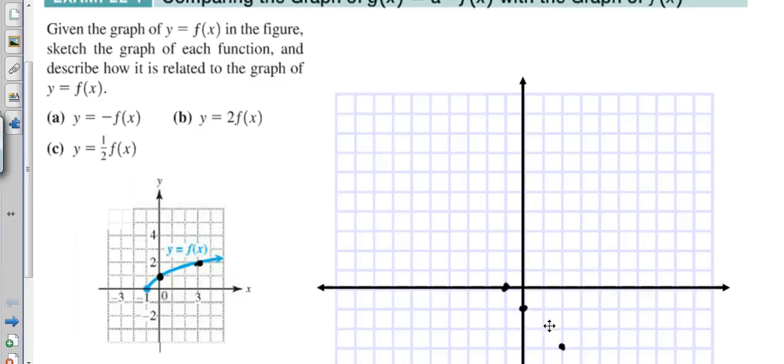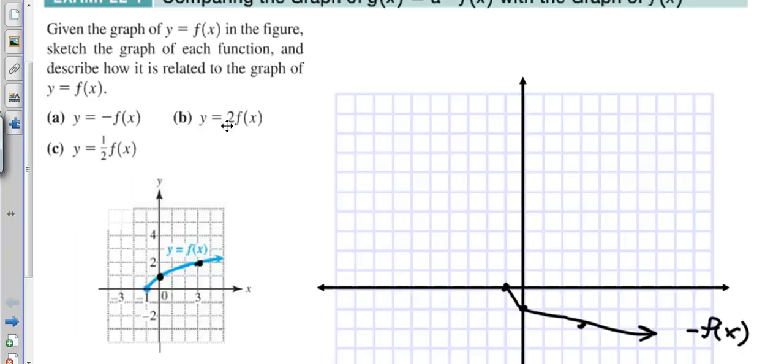And the point 3, 2 will then be reflected to 3, negative 2. So that'd be 1, 2, 3, and then negative 2 right there. I'm just going to get rid of that other point. So what we can do now is go ahead and graph that. And this is going to give us our negative f of x.